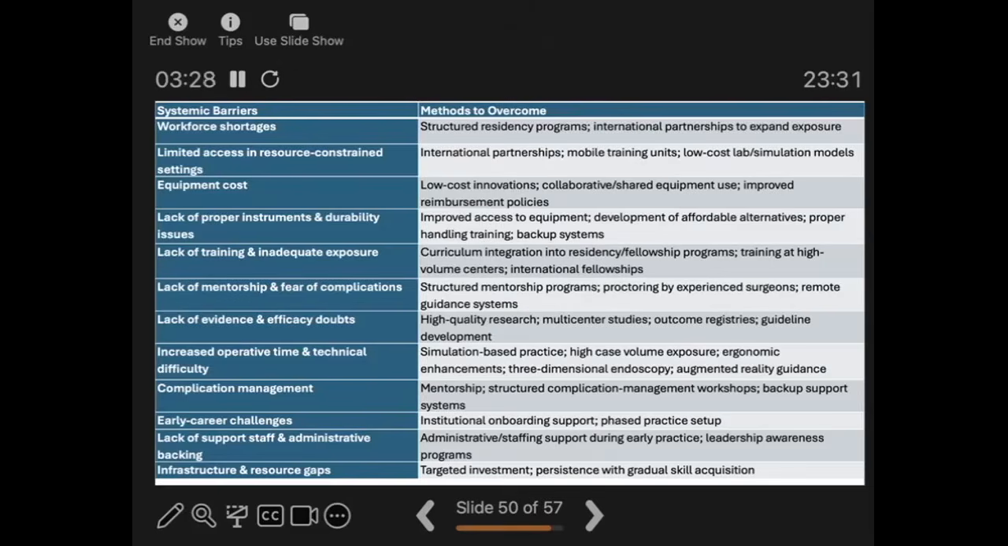this problem. Complication management is another issue. Mentorship, structured complication management workshops, and backup support systems are essential. There are also early career challenges which need institutional onboarding support and phased practice setup. Lack of support staff and administrative backing is another problem. Administrative and staffing support during early practice and leadership awareness programs should be done. For infrastructure and resource gaps, targeted investment and persistence with gradual skill acquisition is the answer.